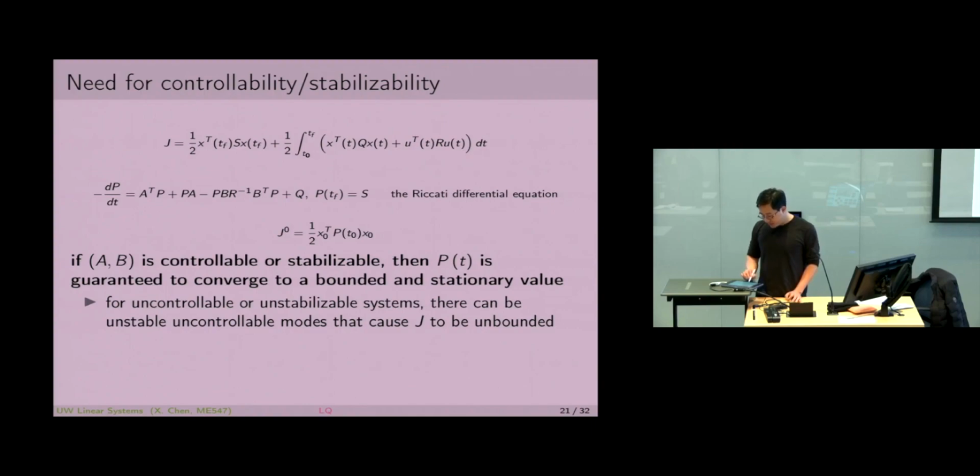The rationale is as follows. If the system is uncontrollable, then there can be unstable and uncontrollable modes that will appear in this cost function. Some of x will go to infinity, and then they are counted in this integral. And if something here goes to infinity, this integral will go to infinity if TF is large. And if J becomes unbounded, then this P will be unbounded, because the minimum that we can achieve depends on x0 transpose P0 x0. If this goes unbounded, then J0 will become unbounded. That means P cannot be a stationary bounded value. It's going to have some norm that's infinity.